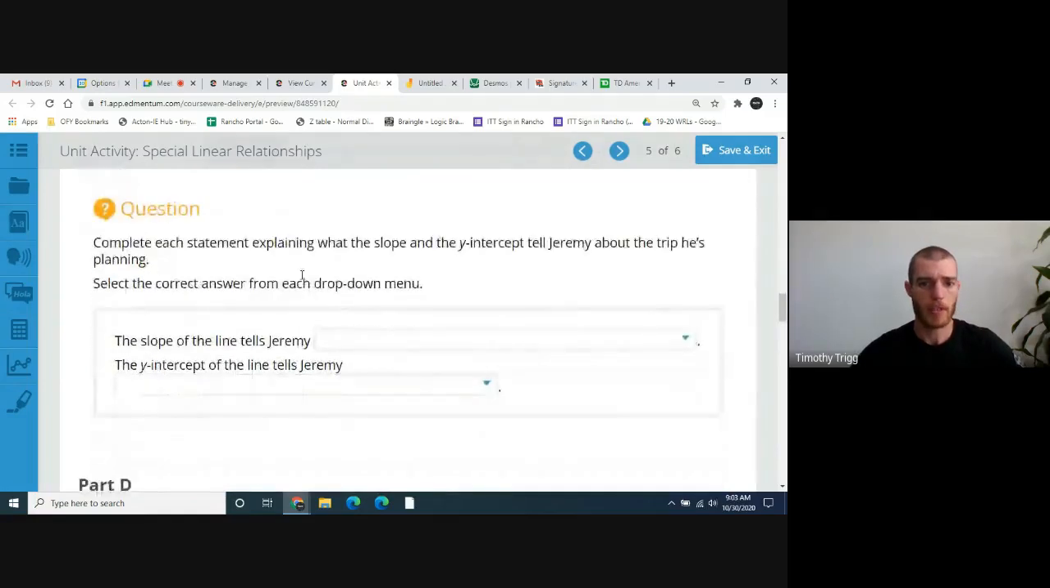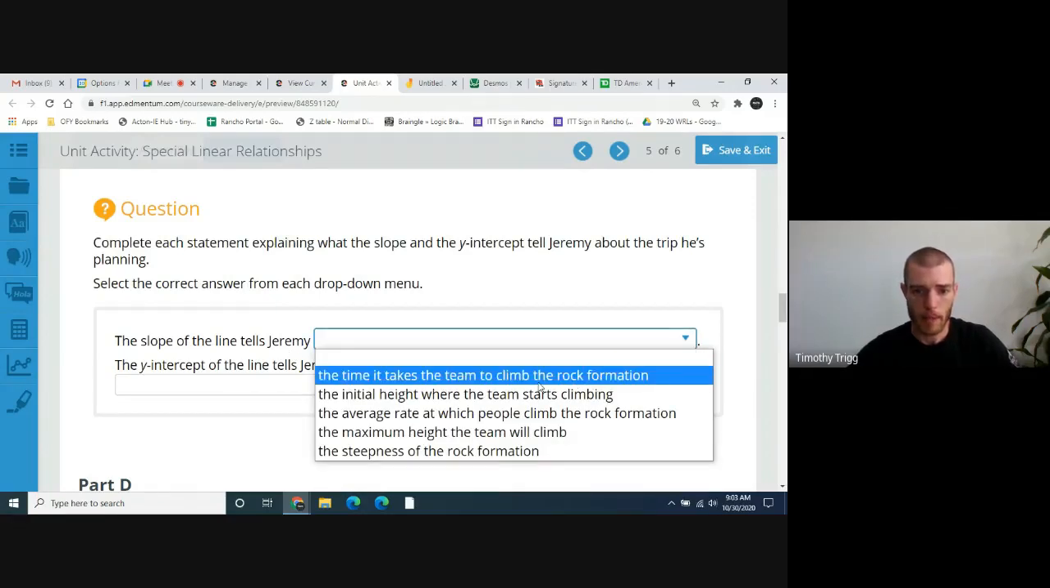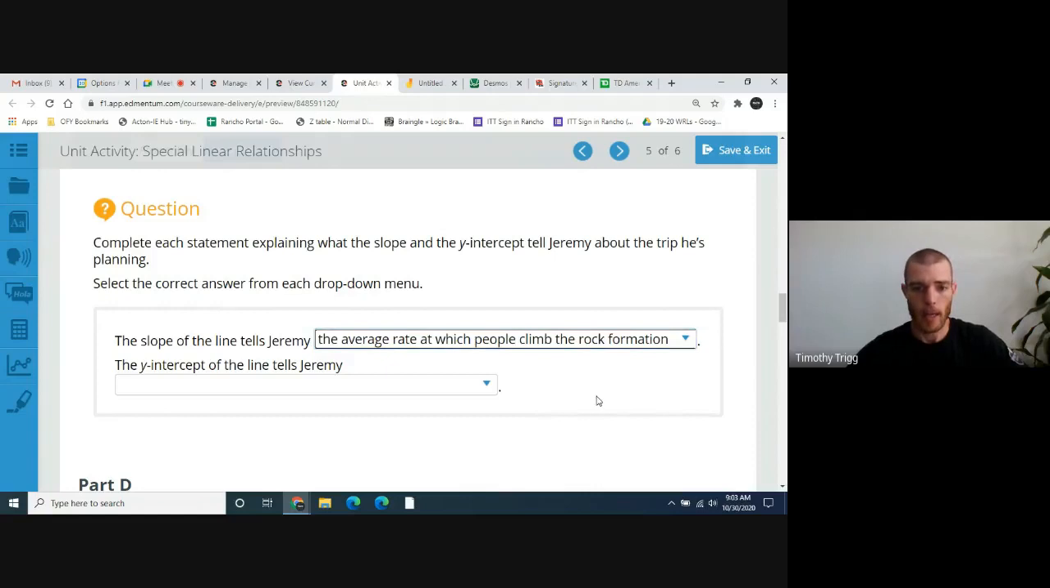Okay, complete each statement explaining what the slope and y-intercept tell Jeremy about the trip he's planning. Select the correct answer for each drop-down menu. So the slope of the line tells Jeremy, not the time, the rate. So the slope is generally a rate. And the slope in this case is the rate at which people climb the rock formation.